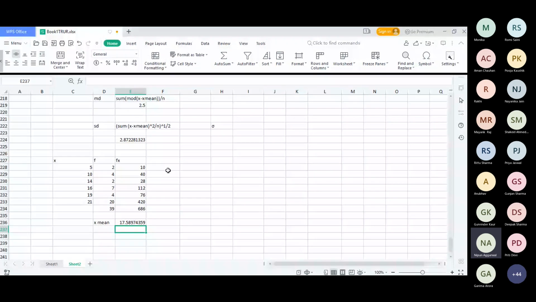Now we have to calculate x minus x bar. So x minus x mean you have to calculate, which will be equal to 5 minus this mean, and this has to be the same for all. So this is your x minus x bar, and you have to subtract this from each and every value. So this becomes your individual x minus x bar. Now you have to make it a square also, in the same manner as we did in the previous one.